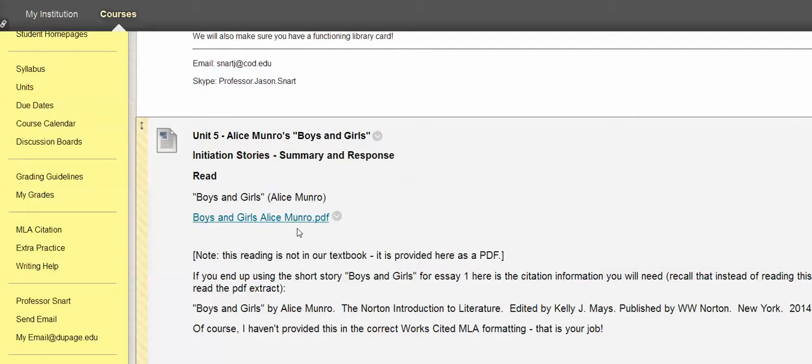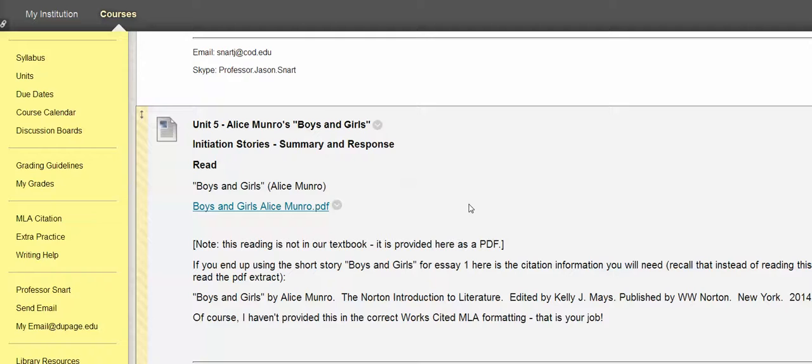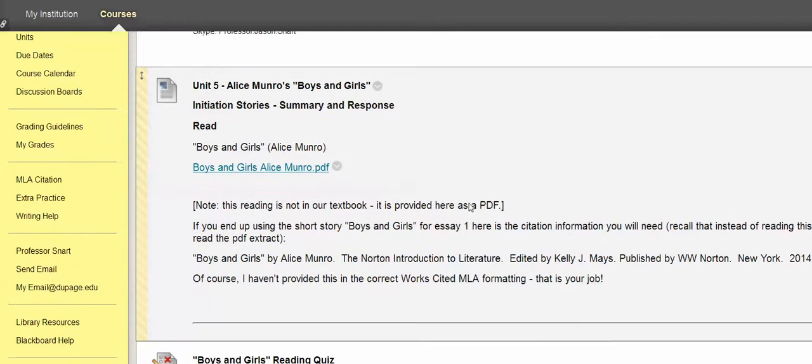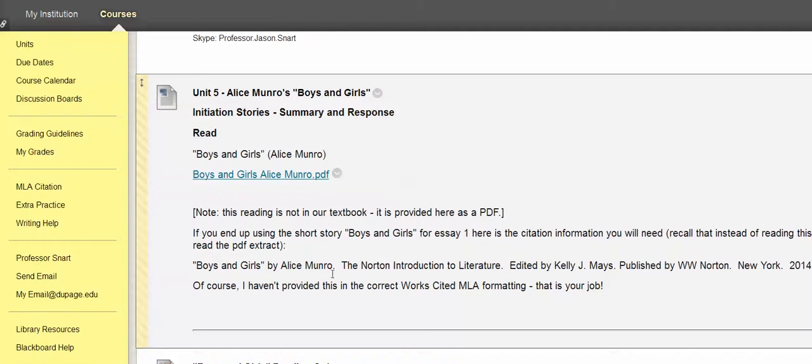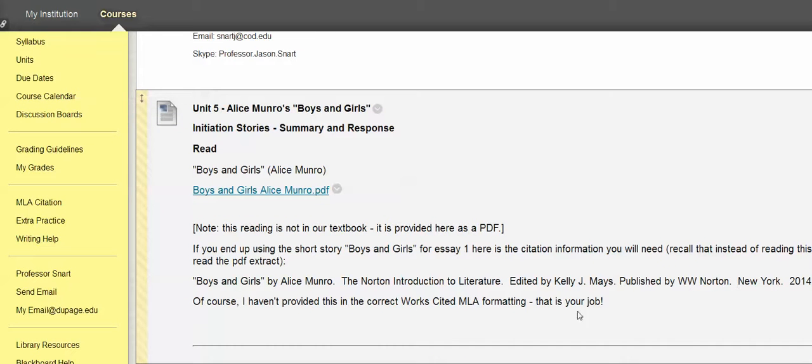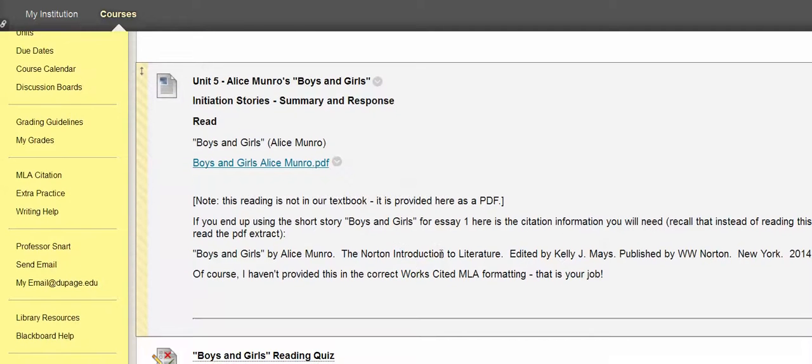So I've had to provide it in PDF form, which isn't that big a deal, but you do have to be aware that if you use this story in an essay, you're going to have to cite it correctly. I've given you the citation information, although of course not in the correct format, so you'll have to move a few things around and italicize the book title and that kind of stuff.